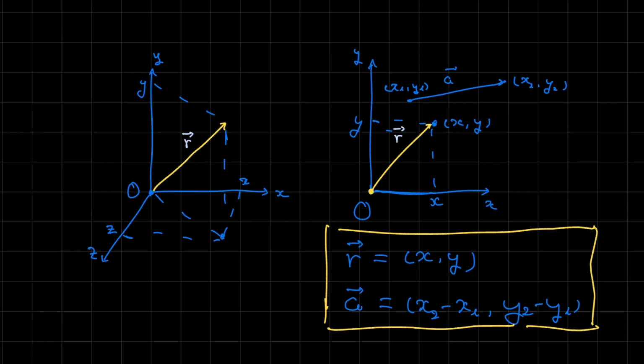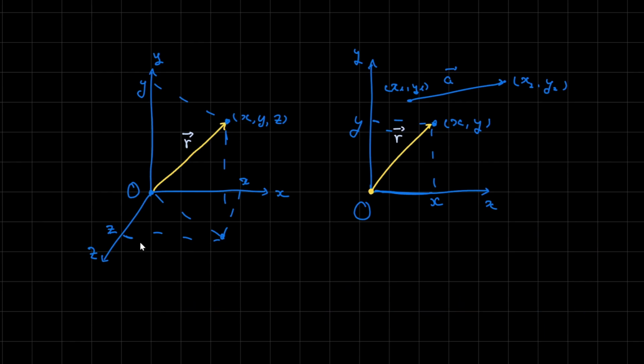The same goes for 3D. If I have three axes like this with the endpoint having the coordinates x, y, z, then of course the vector r is (x, y, z).